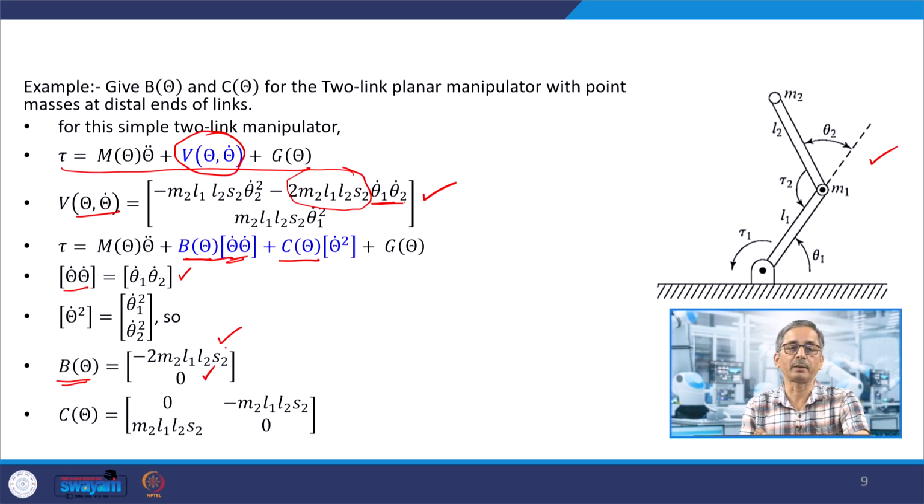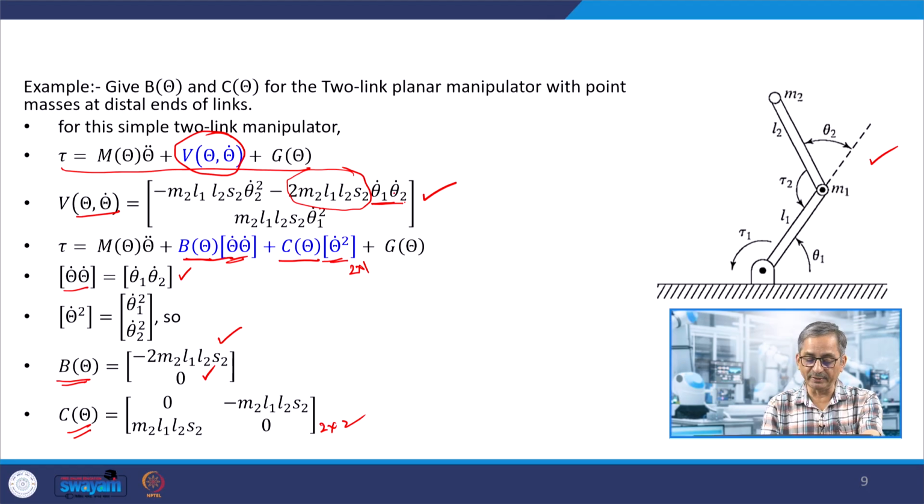So, we put it at 0. Okay. Then for the C theta, again this C theta is going to be multiplied with your theta dot square vector. Naturally it is going to be a 2 cross 2 matrix, because this 2 cross 2 is going to be multiplied with 2 cross 1, right. So, let us look at what are the products of the theta dot square term here.